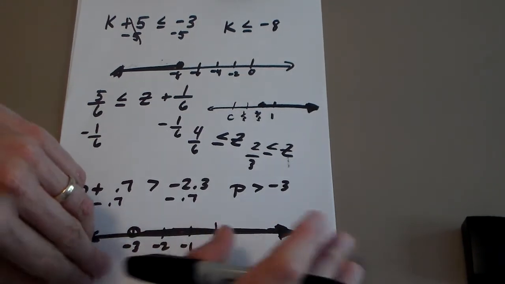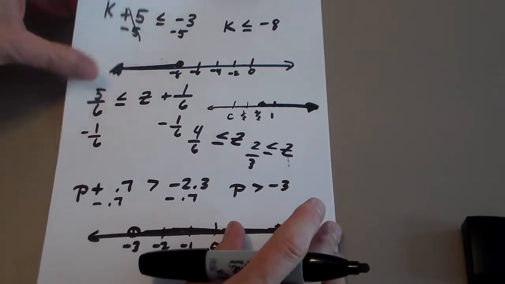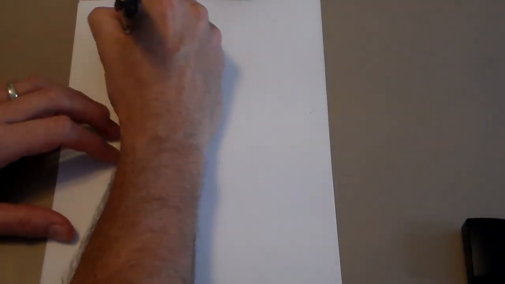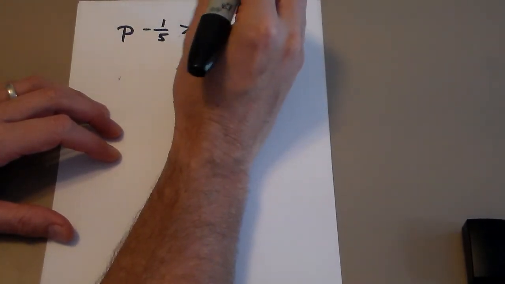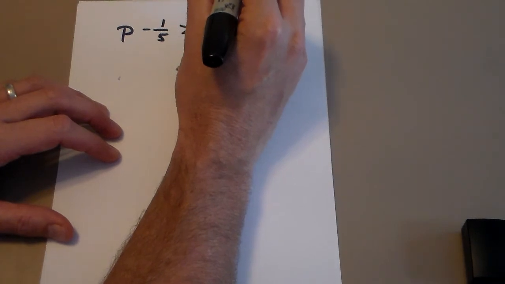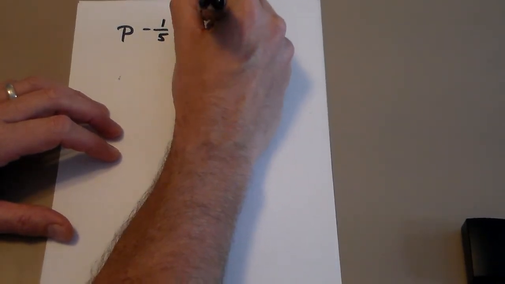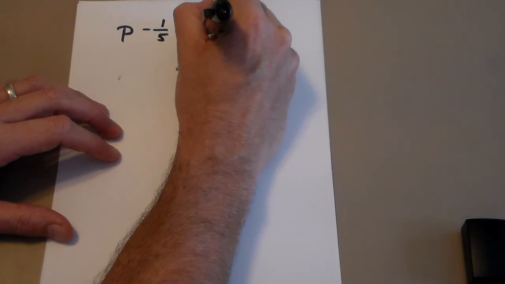So, I do want to do a couple of problems where we have to deal with fractions. We're trying to teach you fractions here while we're doing these inequalities. Okay, so let's say I had this. P minus 1/5 is greater than 2/7. What I want you guys to do, well actually, I think I'll do this one first. I'll do this one for you, and then I'll give you another one that you can do.